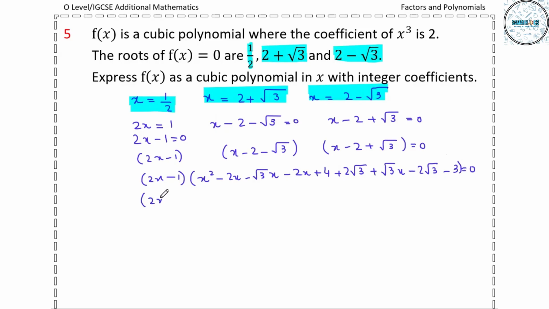When we simplify, minus under root 3x plus under root 3x will be 0. Plus 2 under root 3 minus 2 under root 3 will be 0. We will be left with x squared minus 4x plus 1.